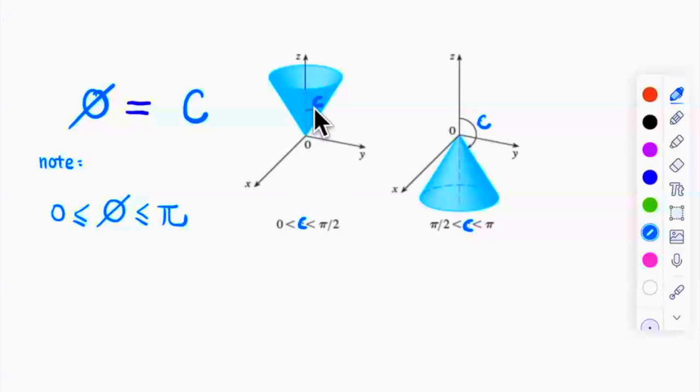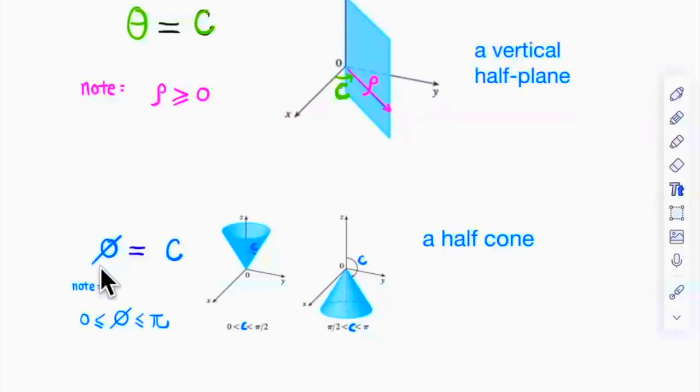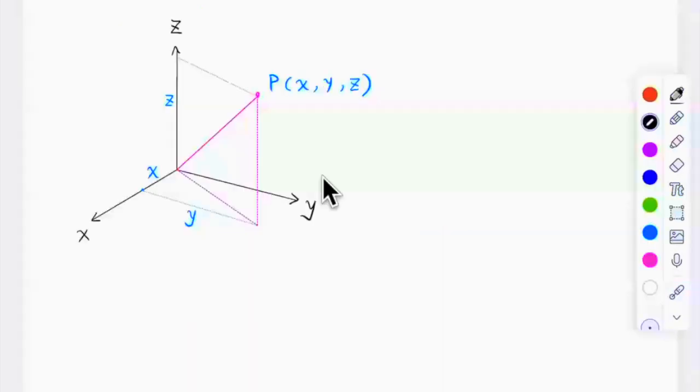If c here is a number between 0 and pi/2, we'll get this half cone over here with the z-axis here as its axis. And when c here is a number greater than pi/2 and less than pi, we get a half cone like this. So this equation, phi equal to c, represents a half cone.